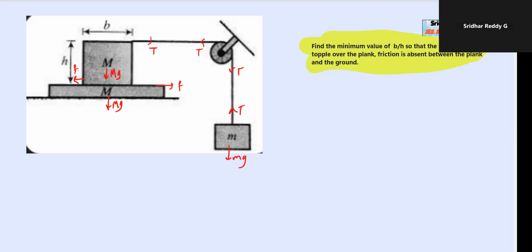Then shall we discuss this? Okay, let it have acceleration. Then here, with respect to the plank, I'll discuss. The plank will also have acceleration. So the pseudo force will act like this. And the block has the ability to topple here. The normal reaction will act in this direction.